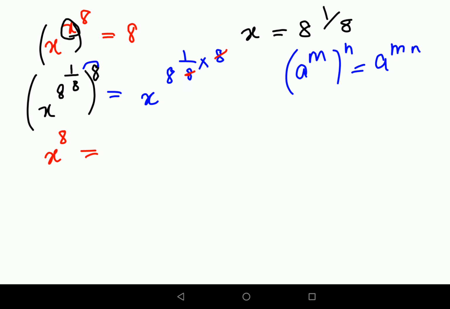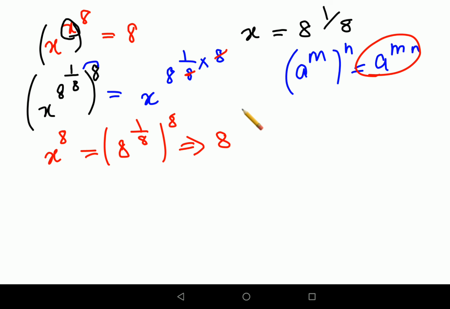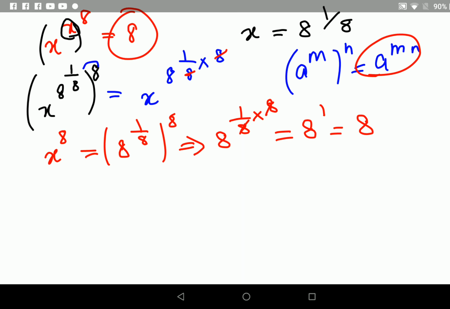Now what is your x? x is nothing but 8 raised to 1 upon 8, and then it is still raised to 8. Using this entire logic, it is nothing but 8 raised to 1 upon 8 into 8. This cancels and you get 8 raised to 1, which is nothing but just 8, and that is your RHS.